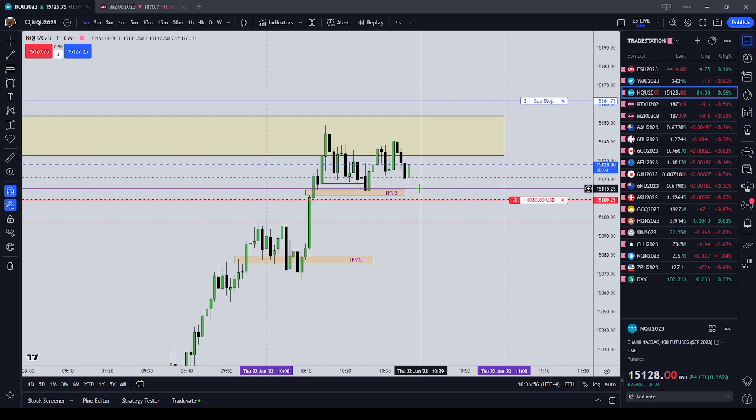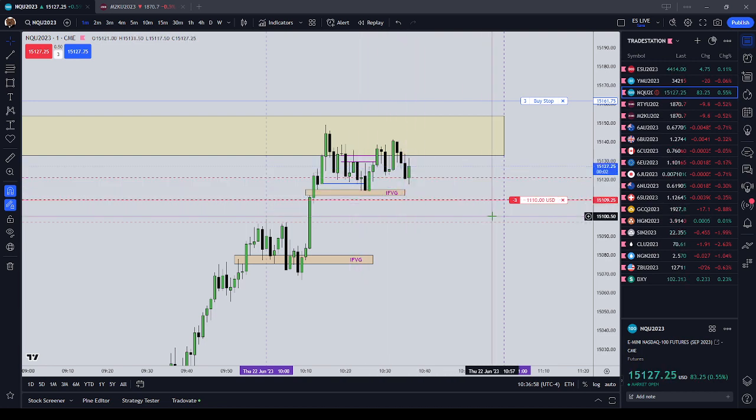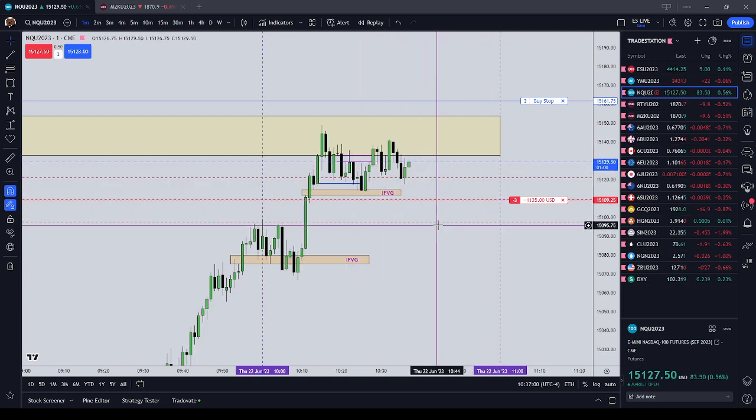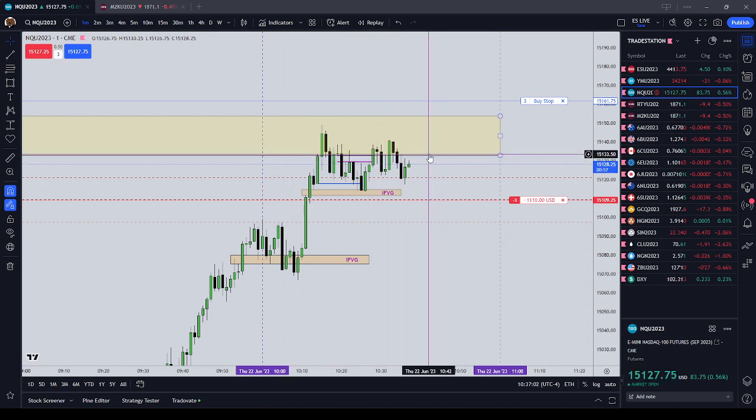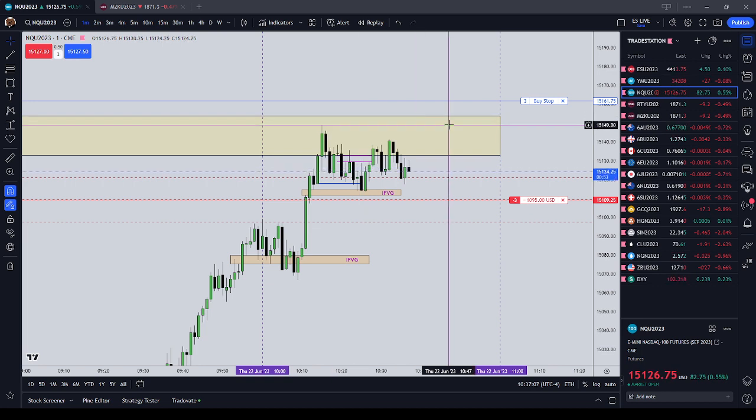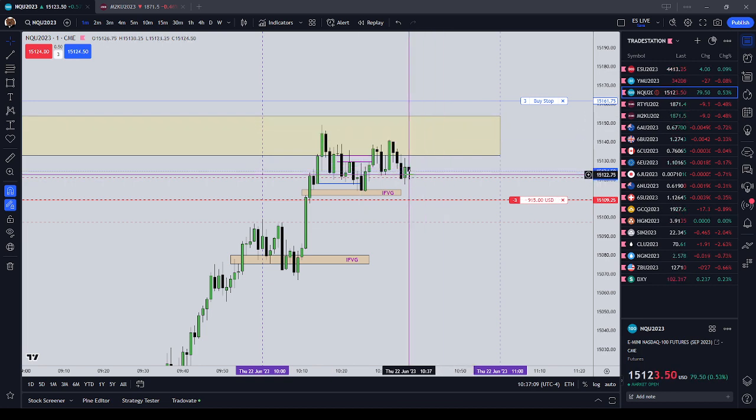Okay, so still no separation in the candles. We're now closing, trading below that 10-minute inefficiency, though. That's what I have in the yellow box, the 10-minute inefficiency.